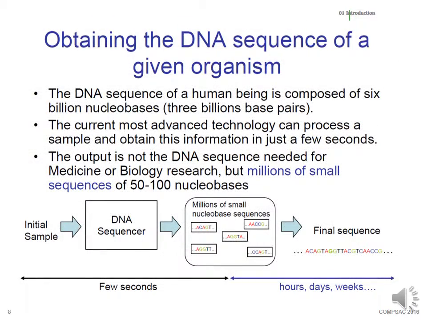The genome is composed of 6 billion nucleotides of DNA. The nucleobase is one of our 4 letters. We can get this information by having a sample of blood or a tissue, analyzing this sample in a machine called the DNA sequencer, which gives us a result of millions of small sequences. This process takes a few seconds, but to get a final sequence of this sample, it will take hours, days, or weeks using special bioinformatics software.